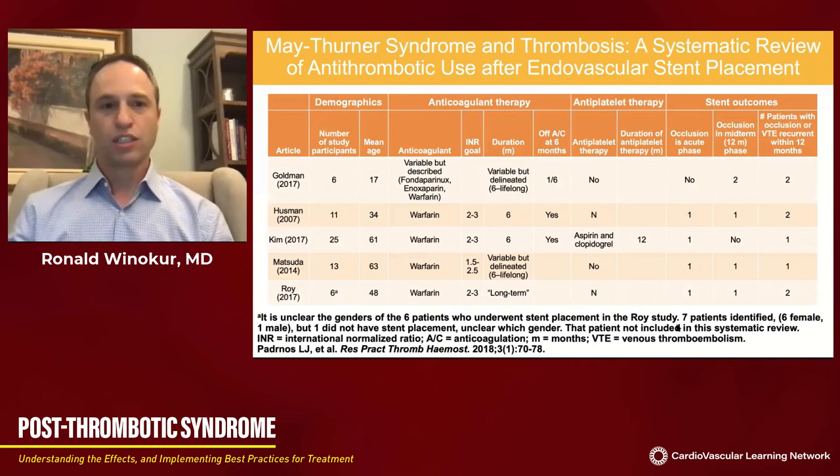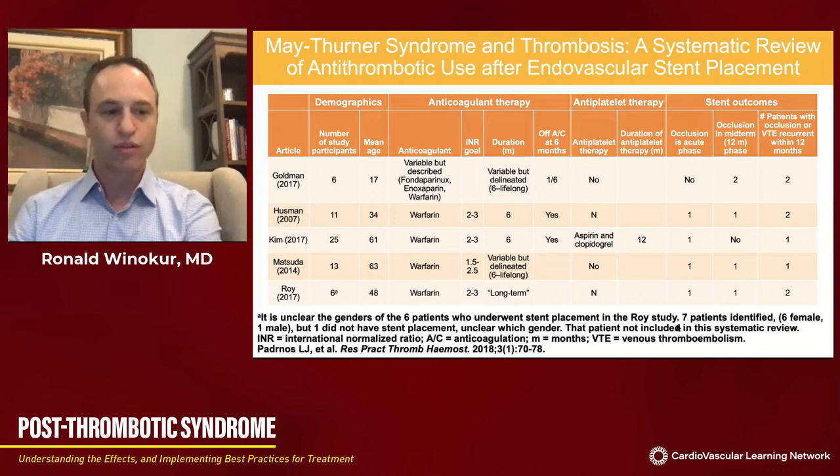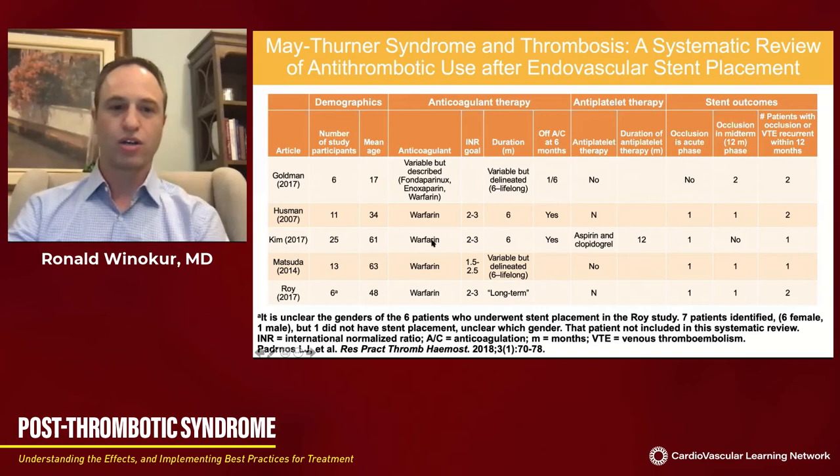Here's a publication that is a systematic review of articles published before December 15th of 2017. They went back and reviewed 396 articles, and of those 396 articles, they were able to pull out 5 eligible articles for their analysis. This covered a grand total of 61 patients. You can see that the anticoagulation choice in all of these studies was predominantly warfarin.